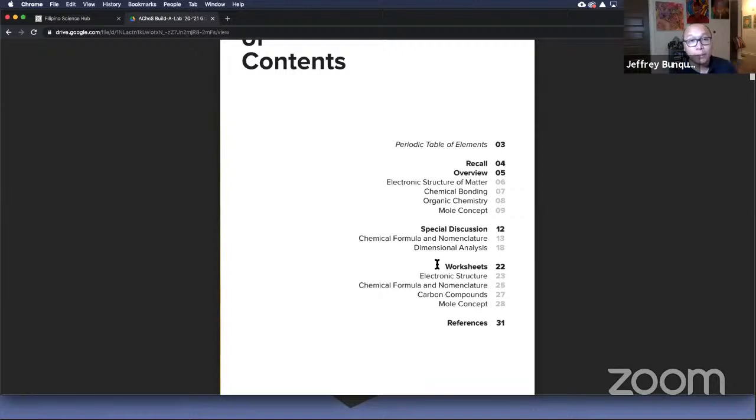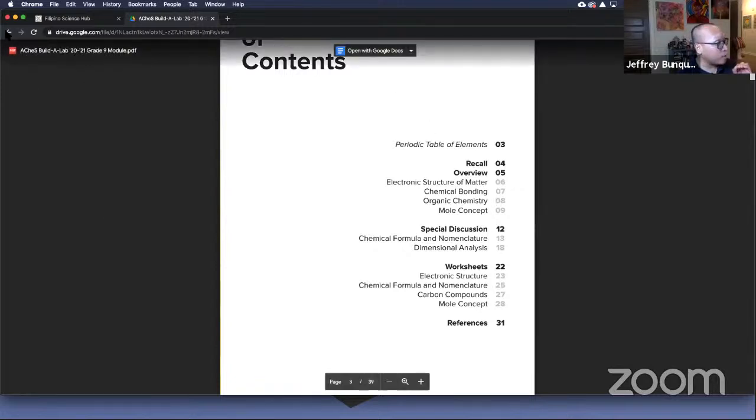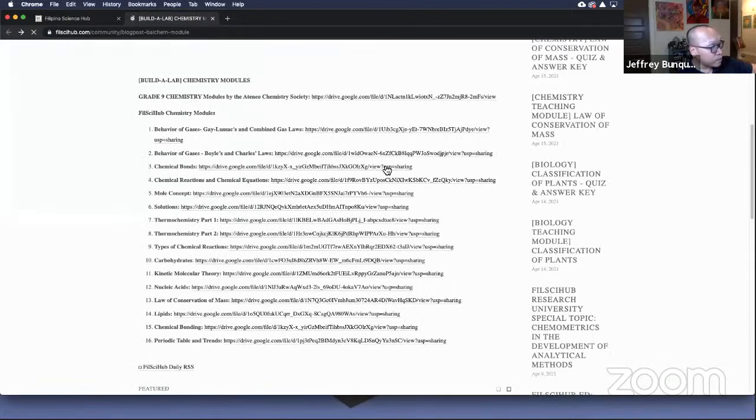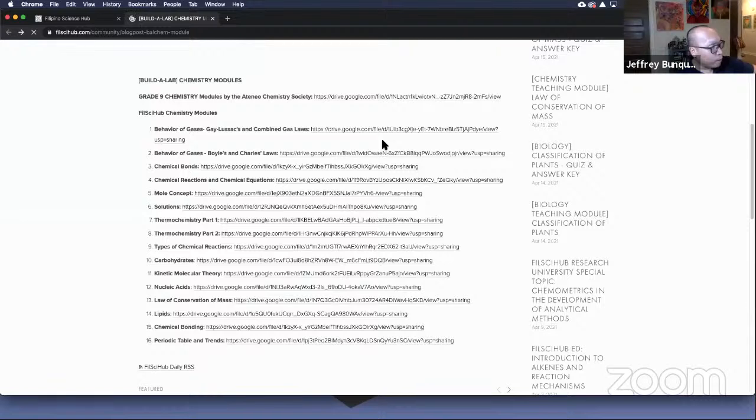What's more important about this is that meron po silang worksheets, so meron po itong practice problems for students. These are things that you can actually access through the BAL webpage. Okay, I'm going back to the page for the chemistry modules for the BAL program.